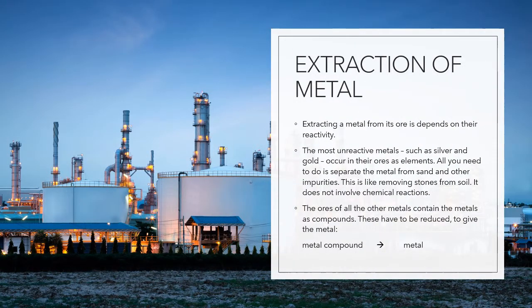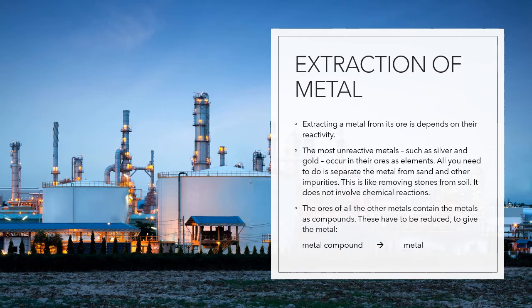You're supposed to be familiar with this word, extraction, because you learned it in Form 3. Last year you learned it in the topic of metals. So extraction is extracting a metal from its ore, and it depends on the metal's reactivity. Basically we have two main methods to extract metal. But for very unreactive metals like silver and gold, they are very unreactive and exist as elements.